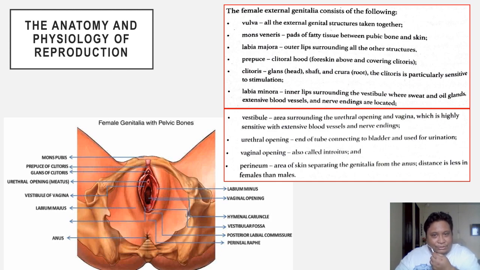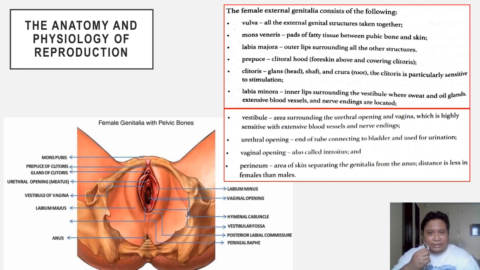The prepuce is the clitoral hood that covers the clitoris. And the clitoris is the glans, or the head, the shaft, and the crural root. For females, that is considered to be a G-spot. Why is it a G-spot? Because that is one of the most sensitive parts of the female sex organ.